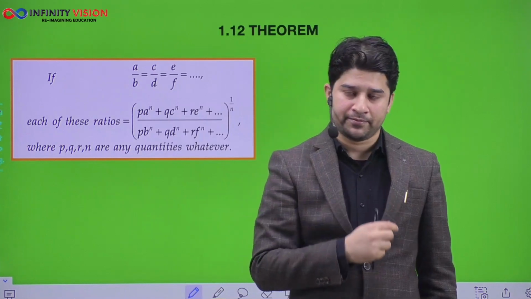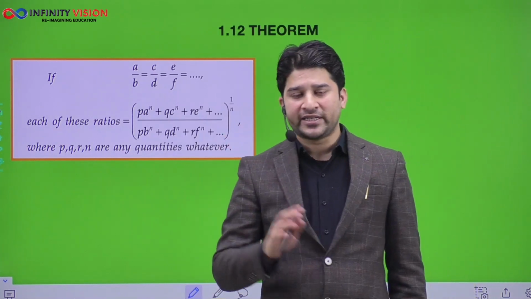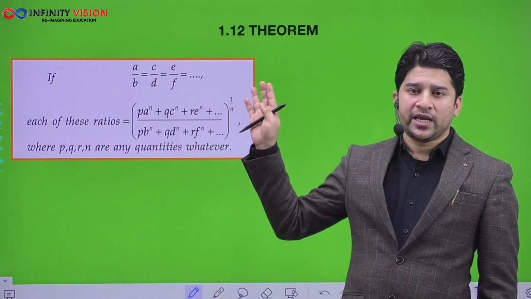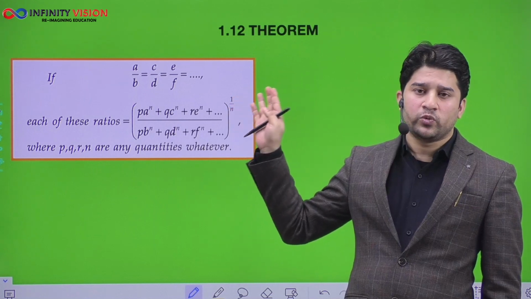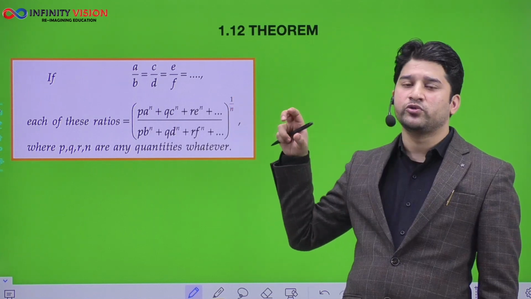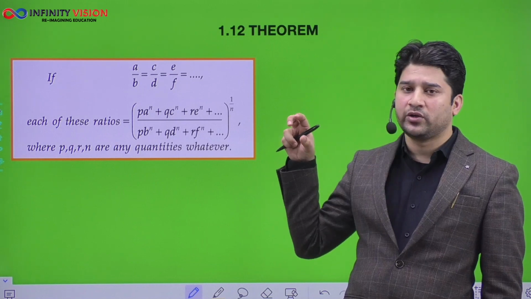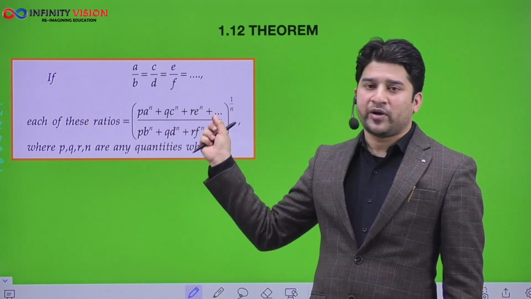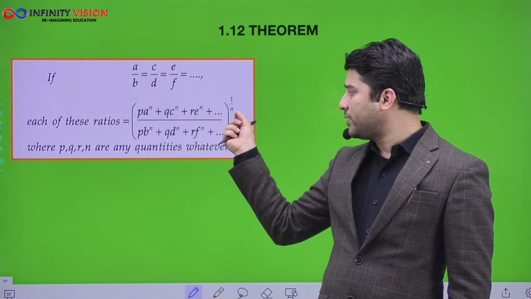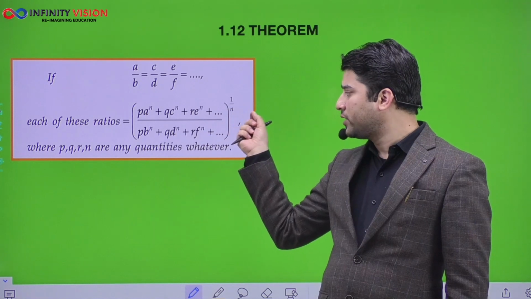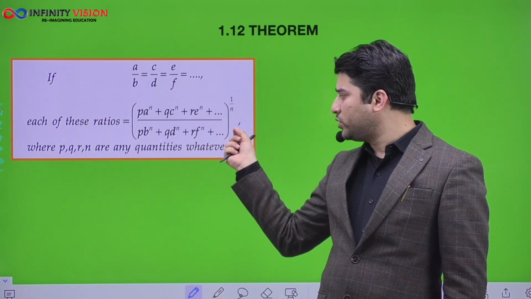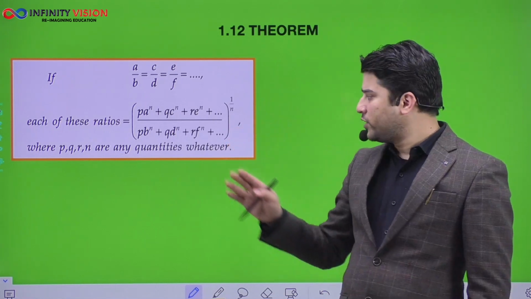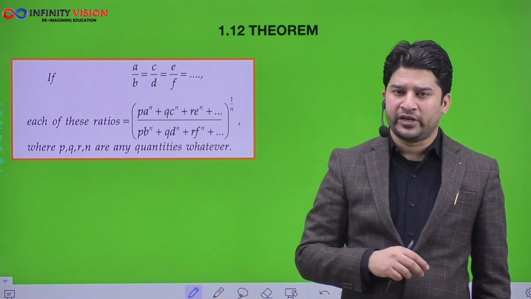Now coming to this theorem, let's see what exactly this theorem is trying to say. If a is to b equals c is to d equals e is to f, you have continued ratios and all the ratios are equal, then each of the ratios is equal to (P a to the power n plus Q c to the power n plus R e to the power n and so on) upon (P b to the power n plus Q d to the power n plus R f to the power n and so on), the whole to the power 1 by n, where P, Q, R, n are quantities, whatever.